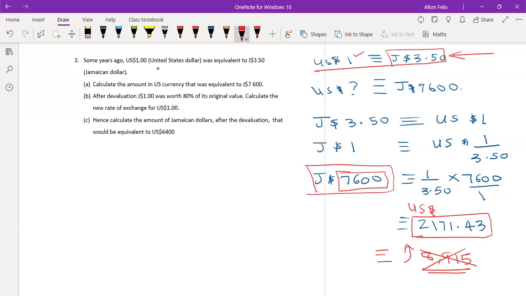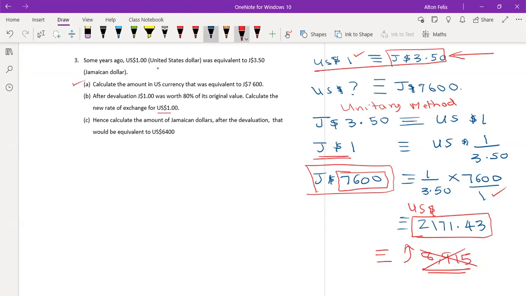The best way to avoid getting the wrong answer is to use this unitary method here. Always find the value of 1, and then you simply proceed by multiplying it by whatever you are asked for. In this case, we multiply that by 7,600. Okay, so that takes care of part A. The question continues. After devaluation, Jamaican $1 was worth 80% of its original value. Calculate the new rate of exchange for US $1.